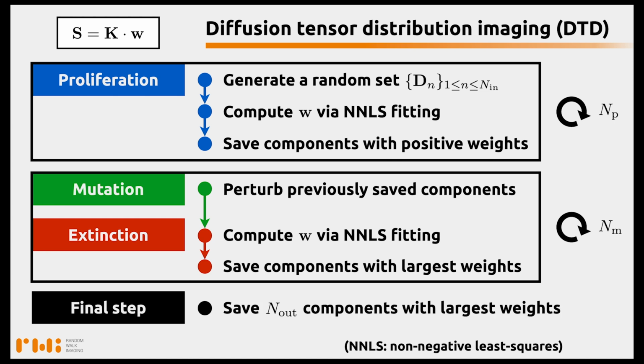The very final step of the algorithm is to save a certain number Nout of components with largest weights. This number Nout is typically set to be pretty high, around 50, to make sure that it does not impact the retrieved distribution of diffusion tensors.